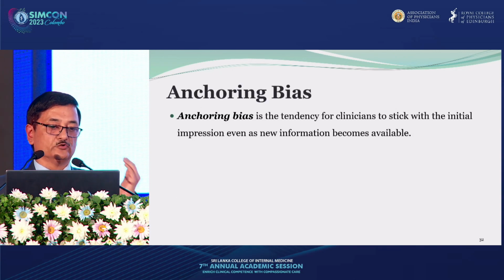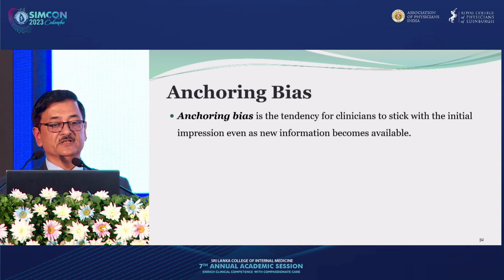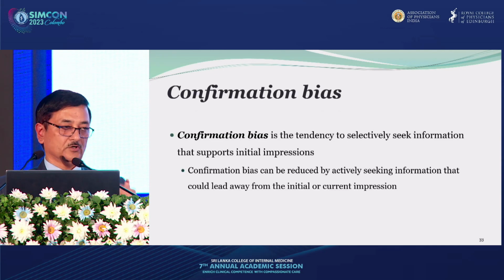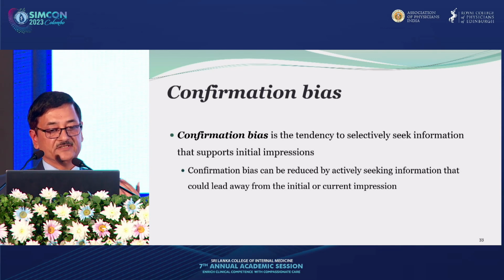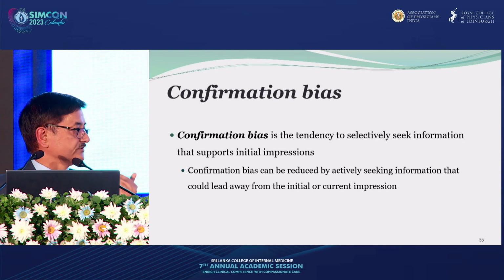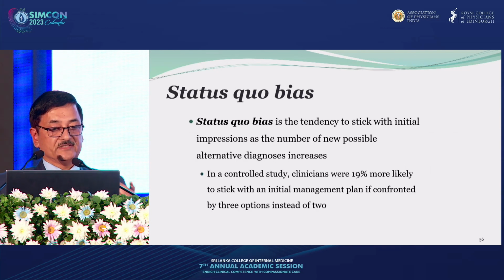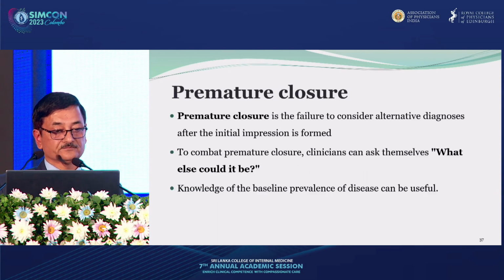So then we have some terms like the anchoring bias. Anchoring bias is the tendency of clinicians to stick with the initial impression even as new information becomes available. So this is with everyone. That has something to do with our egos, that yes, we have thought of this thing, so it has to be like that. Then confirmation bias is the tendency to selectively seek information that supports initial impressions. Then status quo bias is the tendency to stick with initial impressions as the number of new possible alternative diagnoses increases. Still we try to stick to what we thought on the first go.